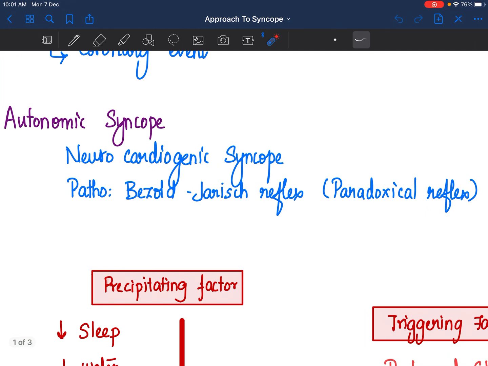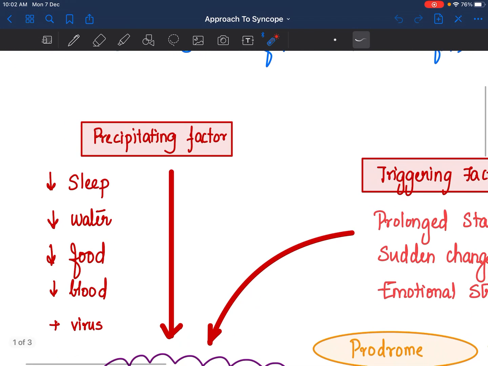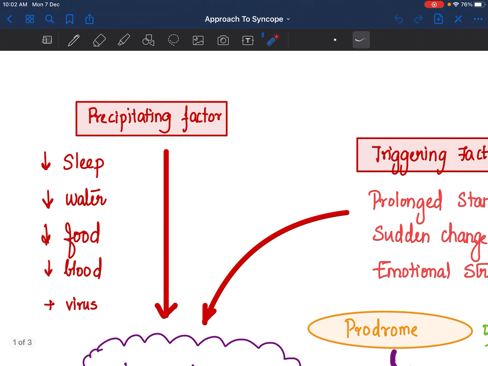Autonomic syncopes, the common one is neurocardiogenic syncope, and the pathophysiology behind it is a paradoxical reflex called the Bezold-Jarisch reflex, where there is peripheral pooling of blood associated with bradycardia rather than a tachycardia. A neurocardiogenic syncope generally has a background precipitating factor that can be decreased sleep, decreased water as in dehydration, decreased food, hypoglycemia, decreased blood, anemia, plus or minus a viral infection background.